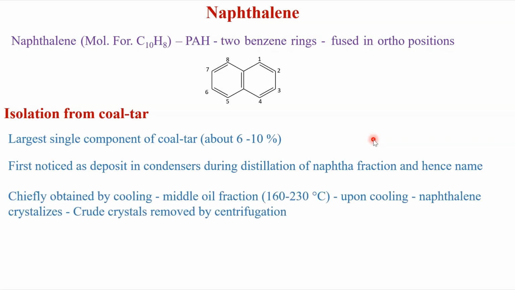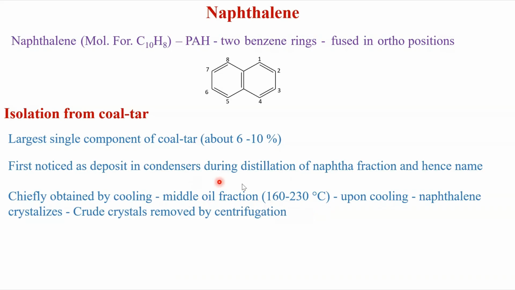What is this naphtha fraction? Naphtha fraction is nothing but the middle oil fraction. The middle oil fraction is one fraction of coal tar which has a boiling range of 160 to 230 degrees centigrade.